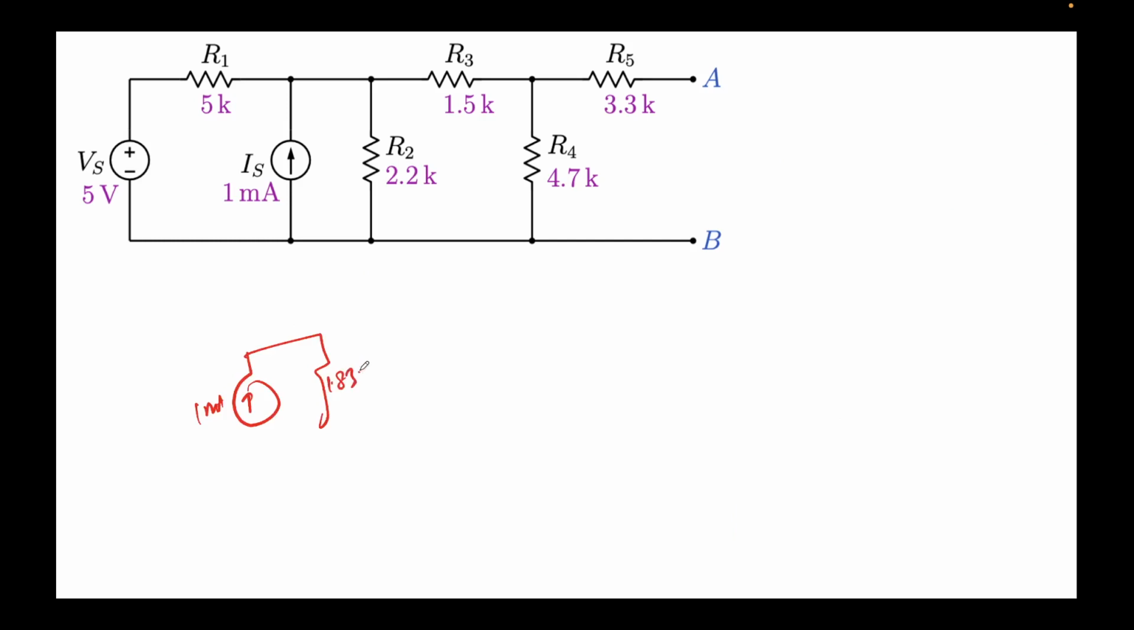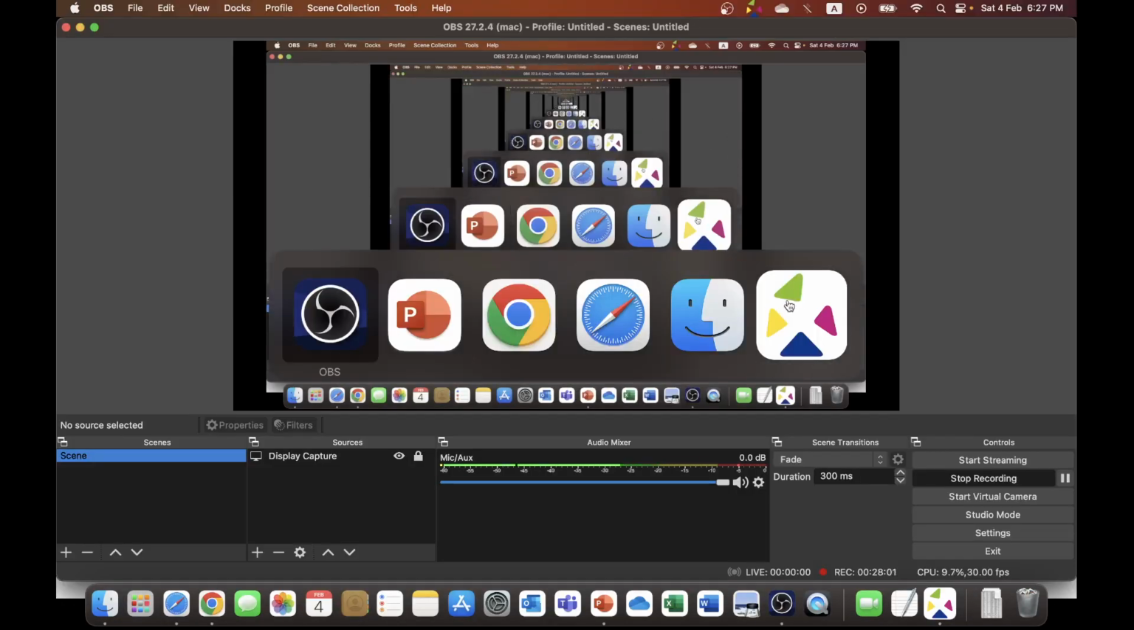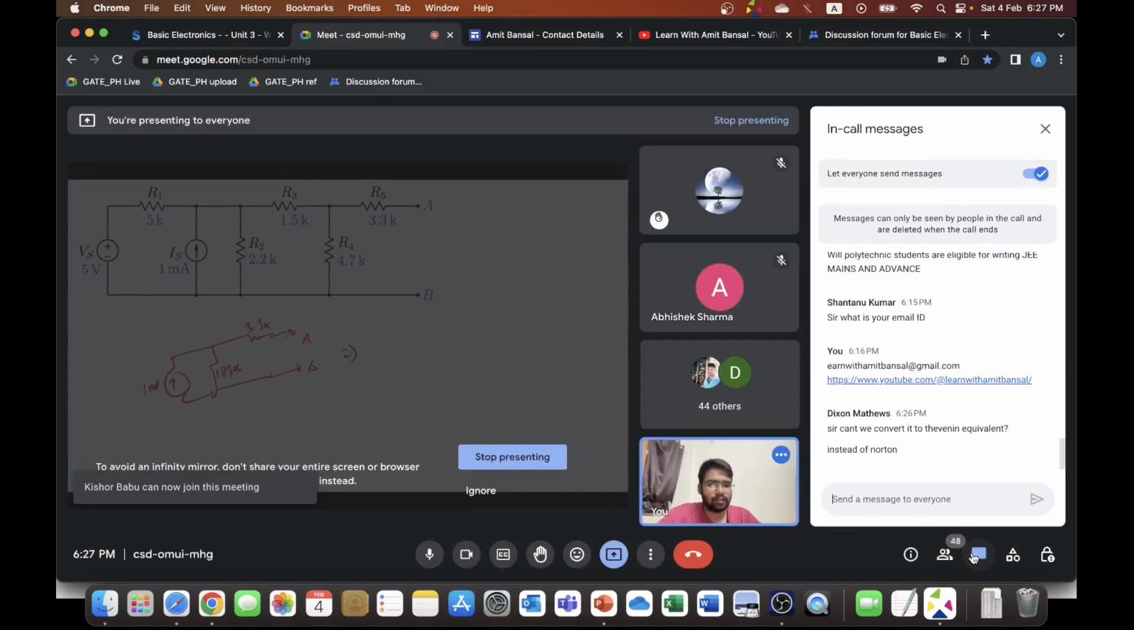This was 1.83K, and this was 3.3K. Right, these are A and B. Now what I'll do, I'll again convert this to the Thevenin equivalent. From Norton equivalent, I'll again go back to the Thevenin equivalent.